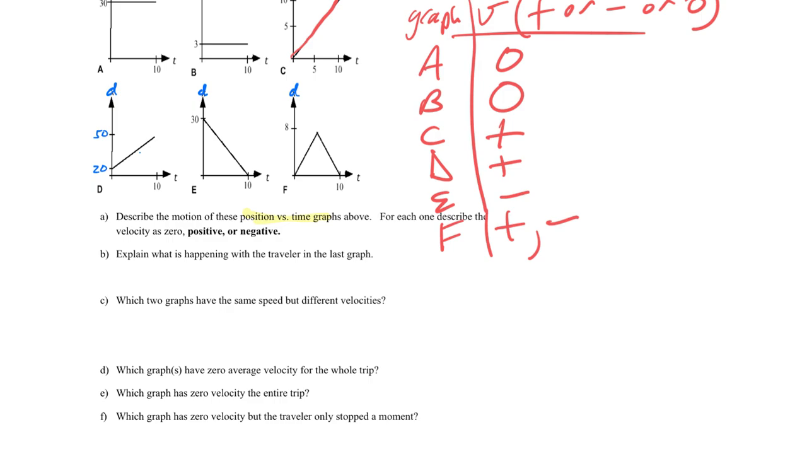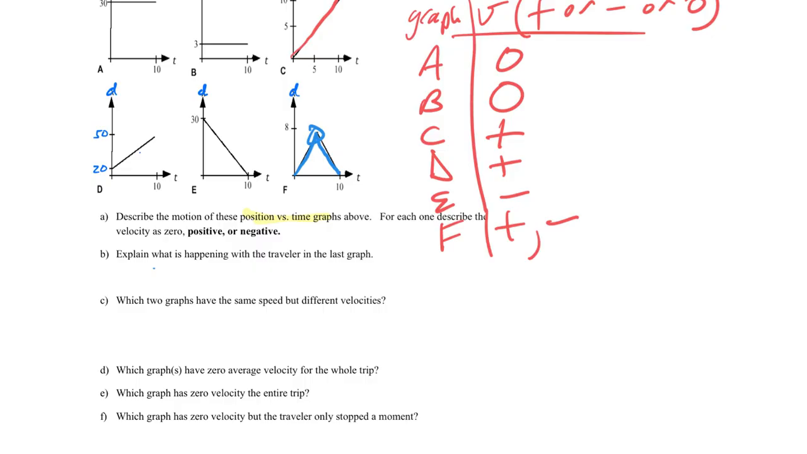Explain what is happening to the traveler in the last graph. Well, I kind of said that he changes his direction right there. We assume this is a straight road, no curving, to make this all easy. All these graphs I give you in this section, we assume that it's a straight road. So the guy's moving to the right, then he comes to a sudden stop because he has to turn around, and now he's moving back in reverse.